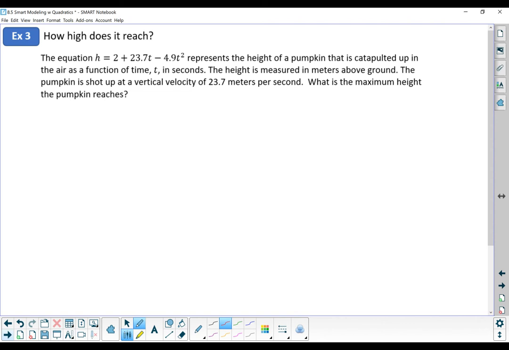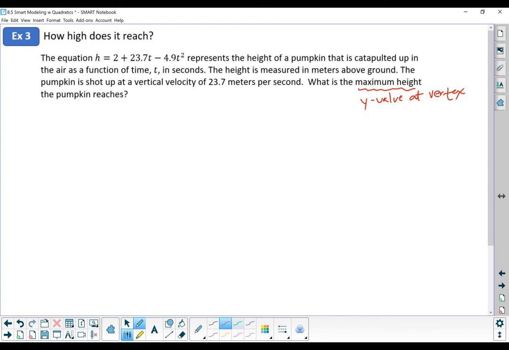Last example, we've got an equation h equals 2 plus 23.7t minus 4.9t squared, and that represents the height of a pumpkin that is catapulted up in the air as a function of time in seconds. The height is measured in meters above the ground, and the pumpkin is shot at a vertical velocity of 23 meters per second. We want to know what is the maximum height that that pumpkin reaches. So for the maximum height, we're looking for a y value at the vertex.